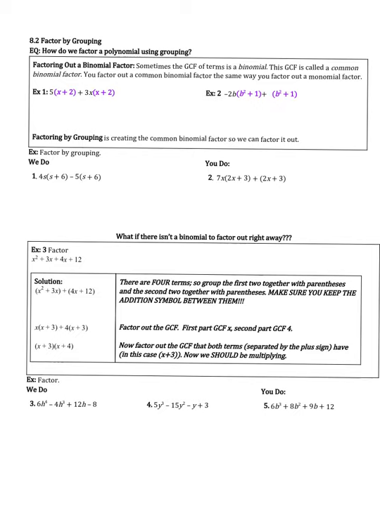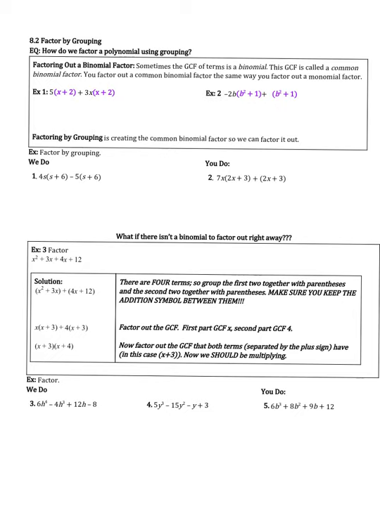8.2 is about factoring by grouping, and we need to not forget what we learned in 8.1. We are still going to factor using the greatest common factor, but we are going to build on that in this section and see if after we factor using the greatest common factor, we can actually factor more, and that is the beginning of what this section is going to look at.